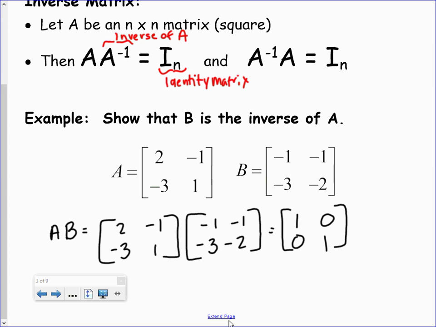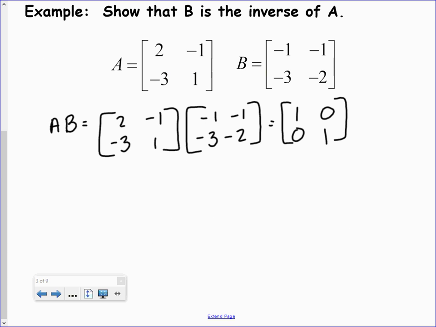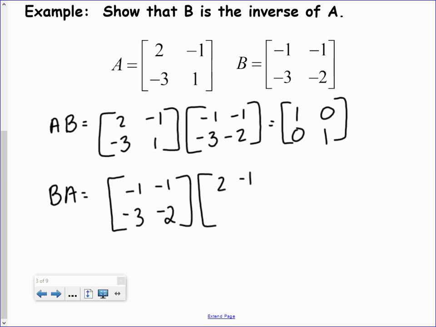To prove that it's actually inverses, we should actually do it the other way as well. So we should do B times A. And you would run through the same system. Take a row in matrix B, multiply it by a column in matrix A. So -1, -1 times 2, -3. That would be -2 plus 3, so I get 1.